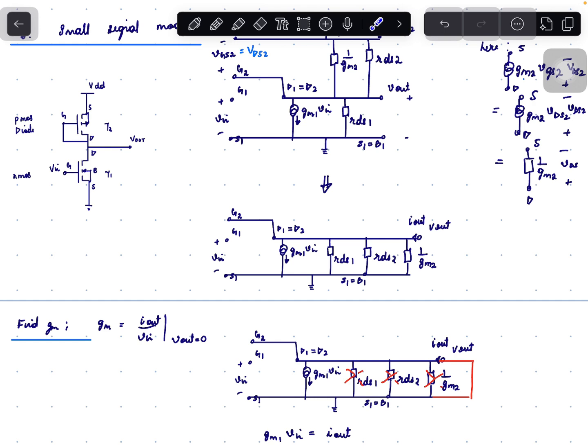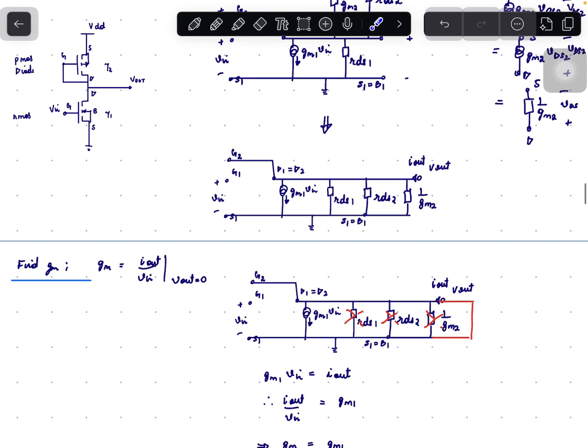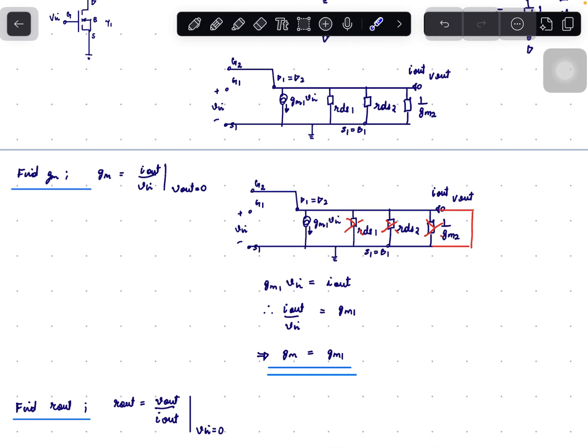Finding GM. To find GM, we need to make Vout equal to 0 and find what is Iout by Vn. So make Vout 0, that is short Vout to ground. When we short Vout to ground, the resistors get shorted. We are left with GM1 times Vn. So Iout will be equal to GM1 times Vn. So Iout by Vn will be equal to GM1. So GM of this circuit equals GM1.